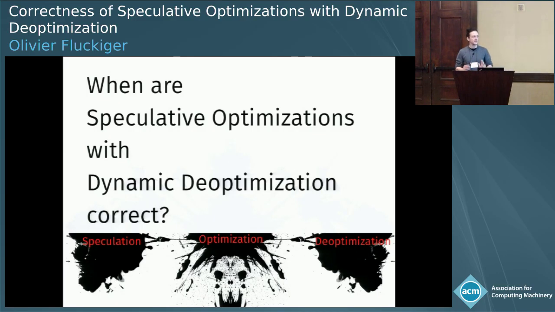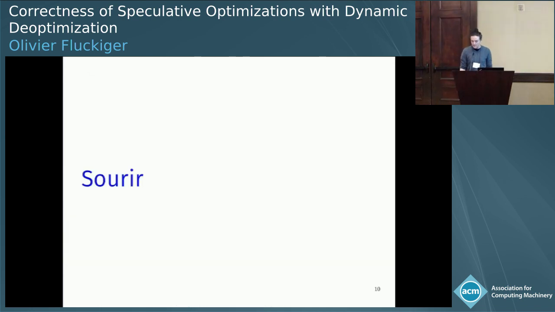So this is the initial question. So how did we approach this problem? The first thing that we did is we designed an intermediate language. And this intermediate language does not come from an actual compiler, but it's more of a model of how the intermediate language of a compiler might look.